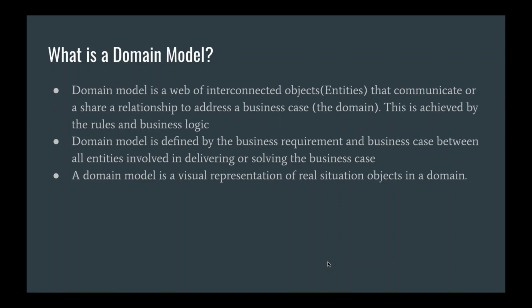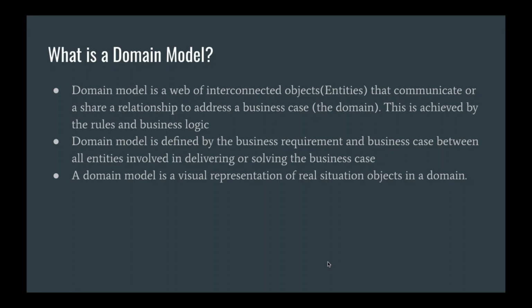So what is a domain model? A domain model is a web of interconnected objects. Objects will be entities that communicate or share relationships to address a business case in the domain. So the business case is the actual domain. What do you want to achieve, and which entities do you need to achieve that specific business case? This is achieved by rules and business logic.